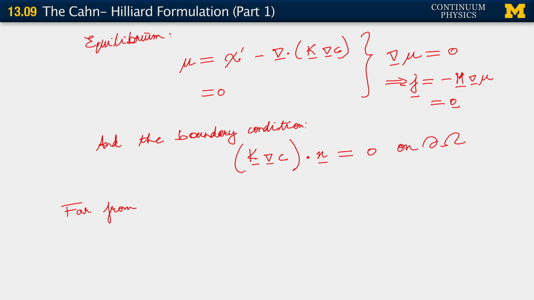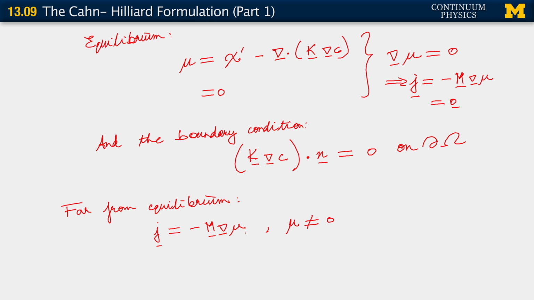We're interested in problems far from equilibrium, where that phase separation is continuing to evolve. So far from equilibrium, we say that once again the flux is minus m grad mu, where mu is not equal to 0 everywhere. So this gives us the flux.